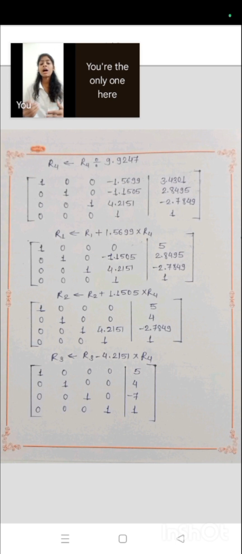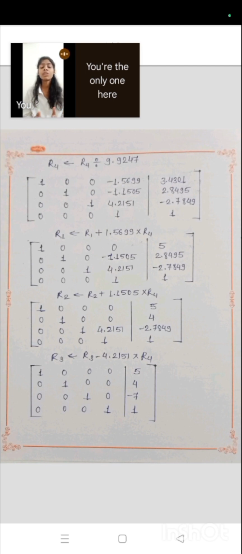Okay, now here we put the operation in R1. R1 is equal to R1 plus 1.5699 into R4, and here we change R1. So R1 value is 1, 0, 0, minus 1.5699 and 3.4301. So in row 1, R1 value is 1 plus 1.5699 into R4 value of 0. So the value will be 1.